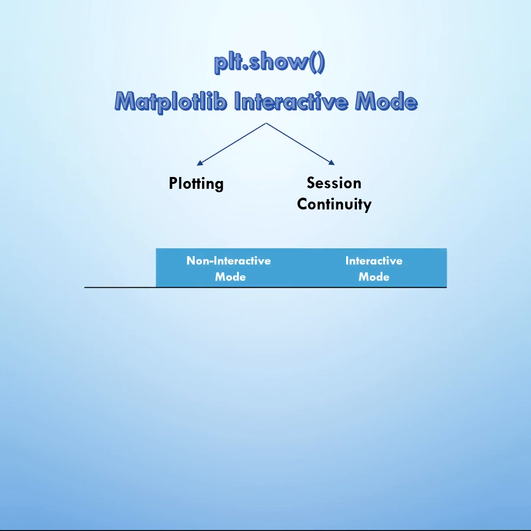Matplotlib interactive mode mainly answers two questions: whether and when plotting to the screen occurs, and whether the script or shell session continues after a plot is drawn on the screen. To understand what I'm talking about, let me show you a comparison between the two modes, the non-interactive mode and the interactive mode.